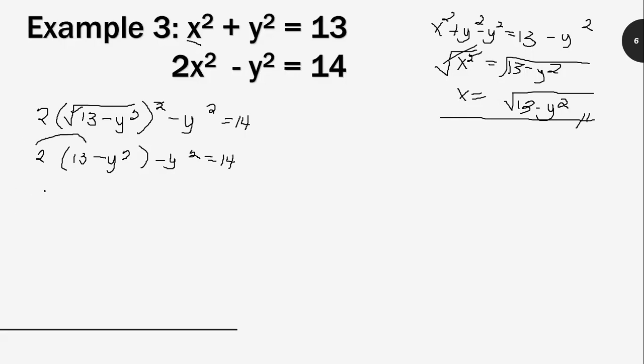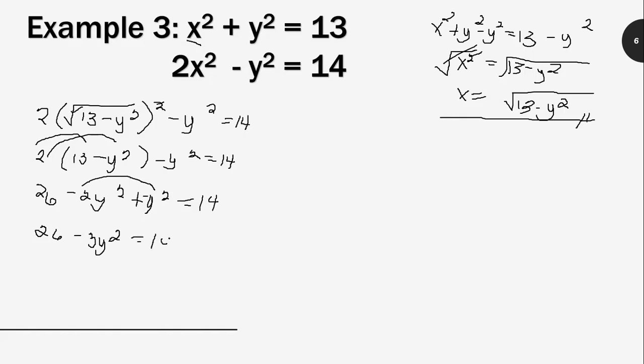Distributive property, 2 times 13, we have 26. 2 times negative y squared, we have negative 2y squared. Minus y squared is equal to 14. Combine like terms, negative 2y squared minus y squared, we get negative 3y squared. Rule po ng integer, change the sign of the subtrahend, then proceed to addition. So negative 2y squared plus negative y squared, we have negative 3y squared equal to 14.